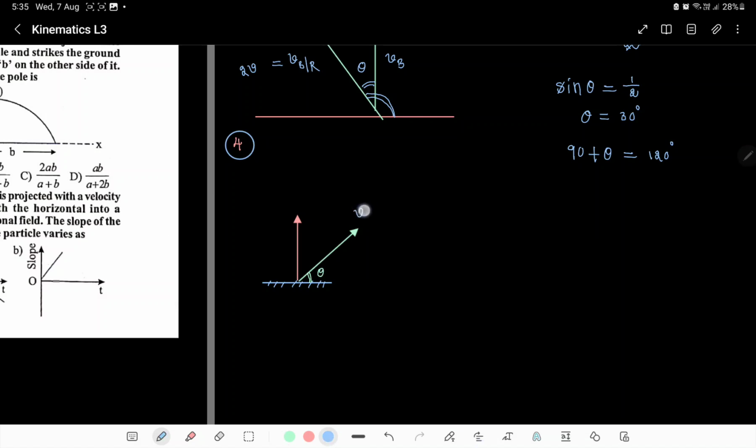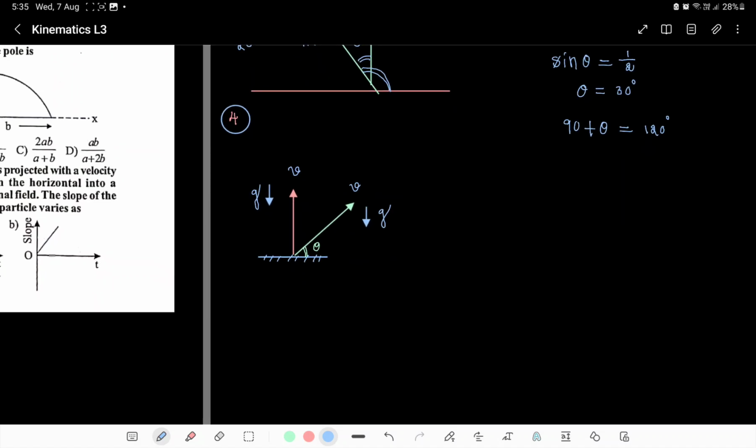Let's say this body has a velocity v and this body also has velocity v. On both bodies there is gravitation. On this body there is gravitation g in a downward direction, and on the second body also there is gravitation g acting downward. Both bodies are moving under gravitation, right?